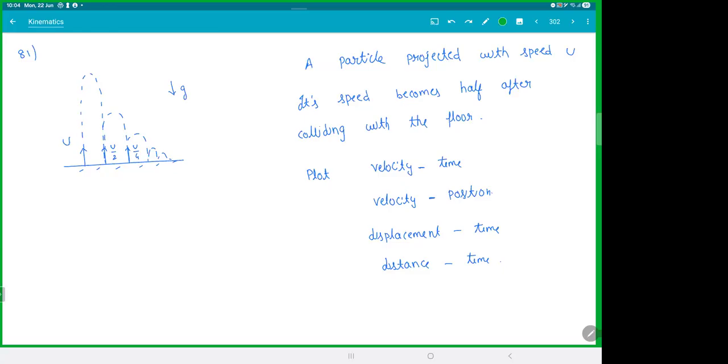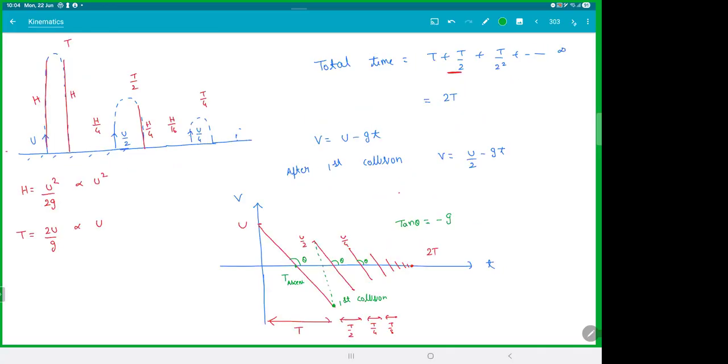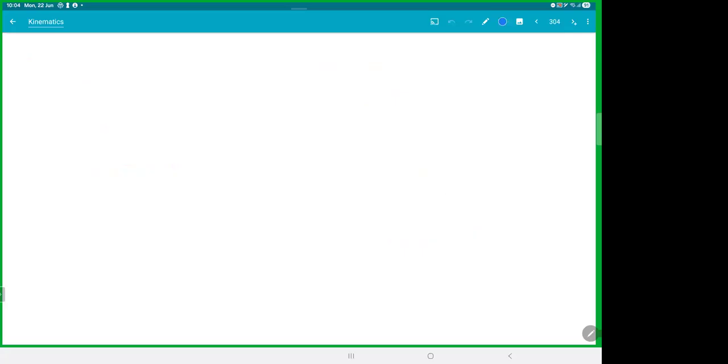Let's see the Vx graph. The first question is always this: how will the graph look like? Is it a straight line or a curve? If you can answer that, that will make your life a little easy.